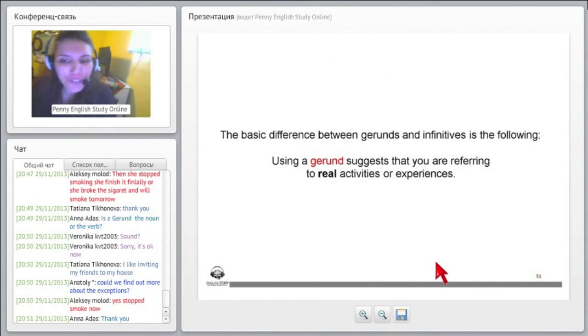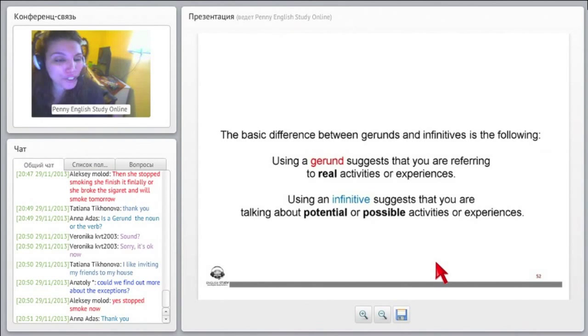All right, so the basic difference between both of them is that a gerund suggests that you're referring to real activities or experiences. So it is very important to know that when we use gerunds, we use them for real activities or experiences, okay? And an infinitive suggests that you are talking about potential or possible activities or experiences.